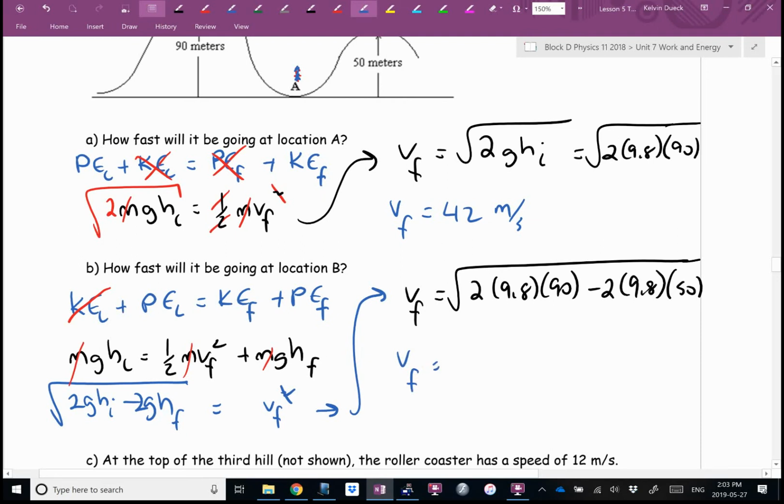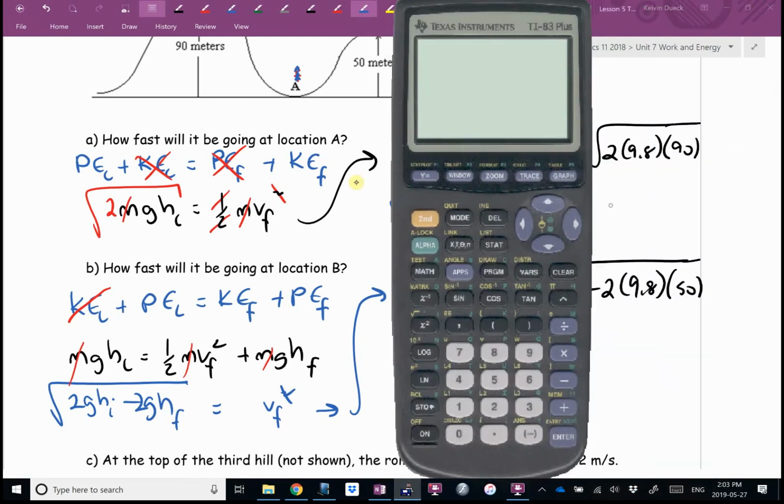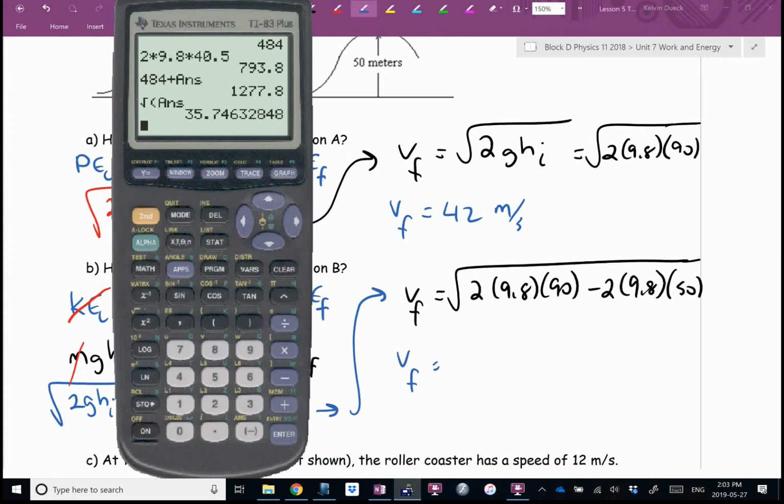Now, how will you type that into your calculator? You'll go 2 times 9.8 times 90 minus 2 times 9.8 times 50 equals, square root answer button. You get 28. Those of you that have the newer calculators with the multi-level displays can probably type this inside a square root, so you don't need to do it the way I did.